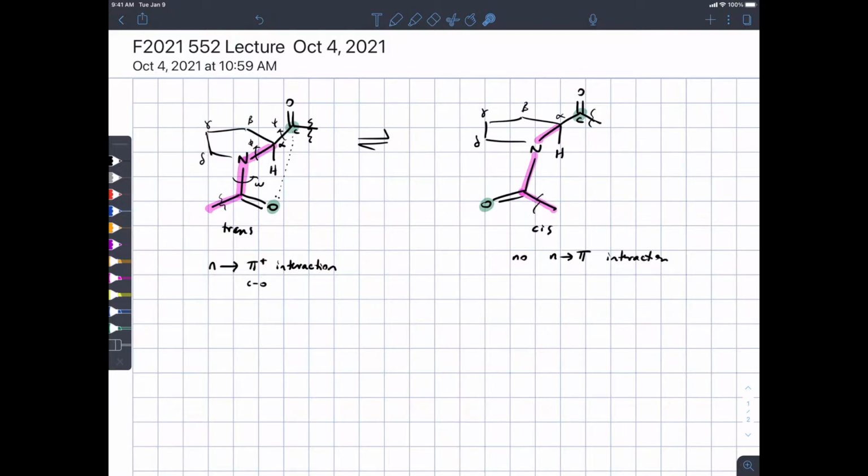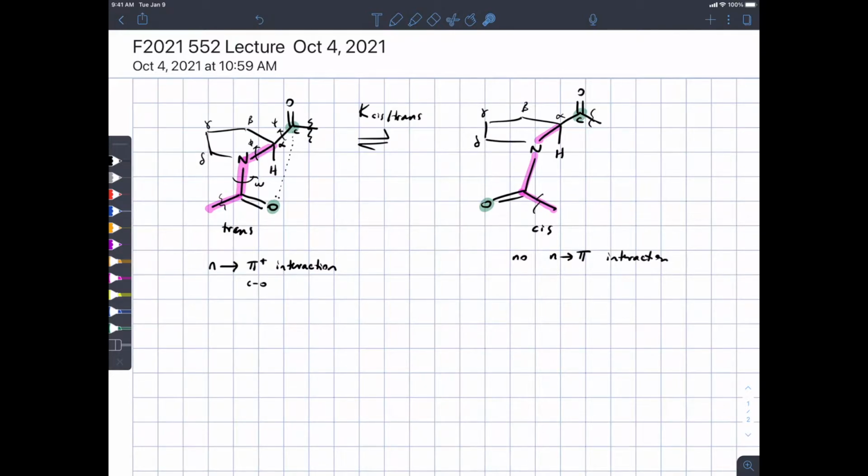And so what Raines would do is he would change things about this molecule to see if he could strengthen the n to pi star interaction, and he would use the equilibrium constant between cis and trans as a measure for how strong that n to pi star interaction was, because of course there's one here but not one there. And you can actually do this by NMR, and it's quite simple.